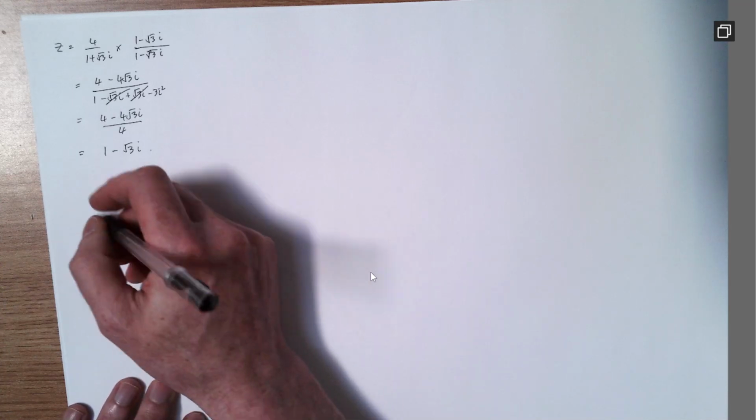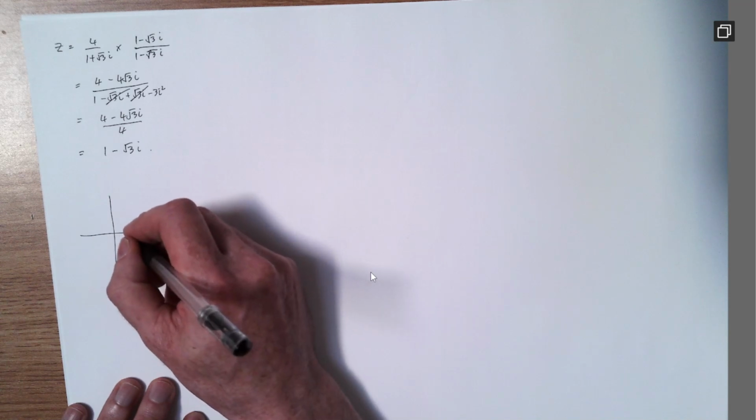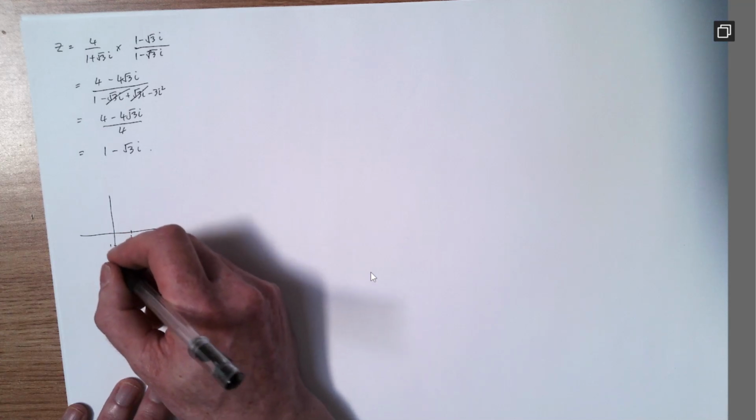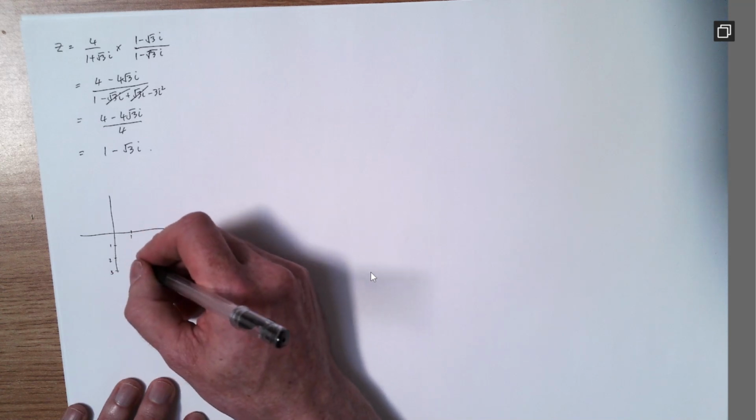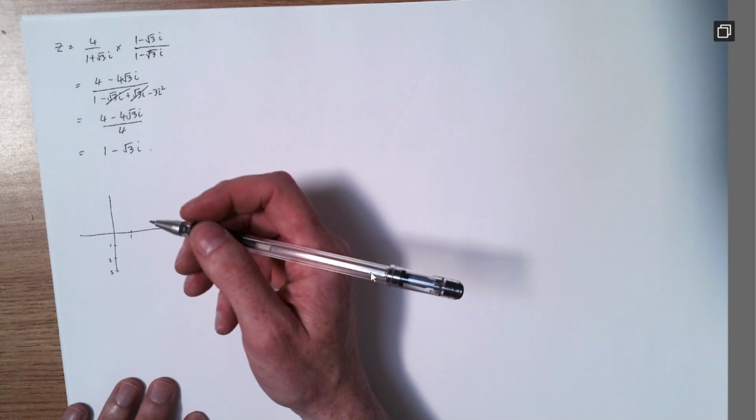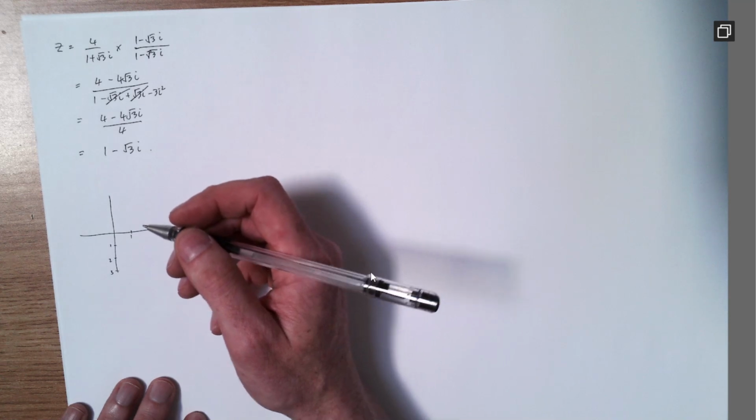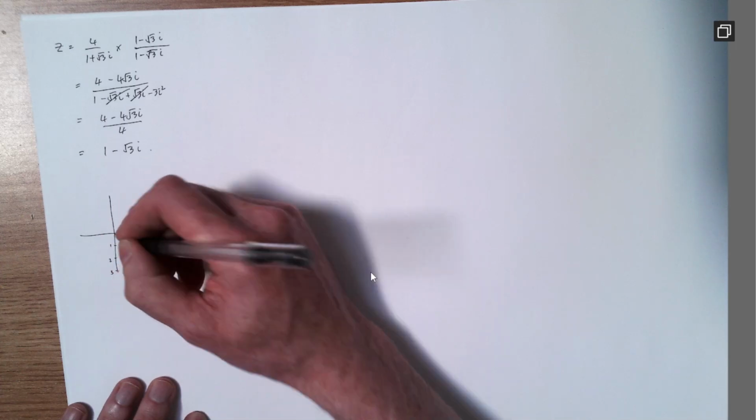So first, let's plot it. The real part is 1, and the imaginary part is minus square root 3. Now, what is square root 3? Using the calculator, roughly 1.7. So the imaginary part is minus 1.7, roughly. So the point is plotted here on the diagram.